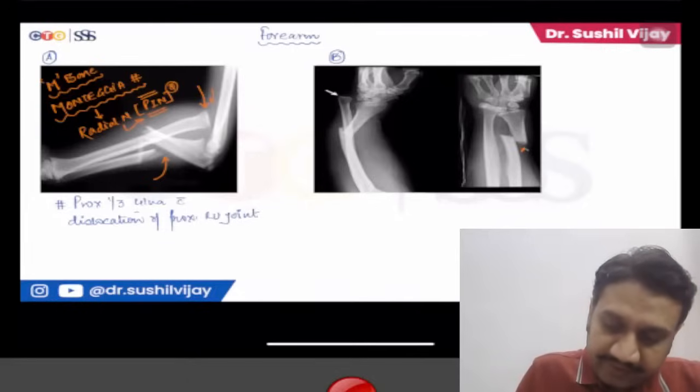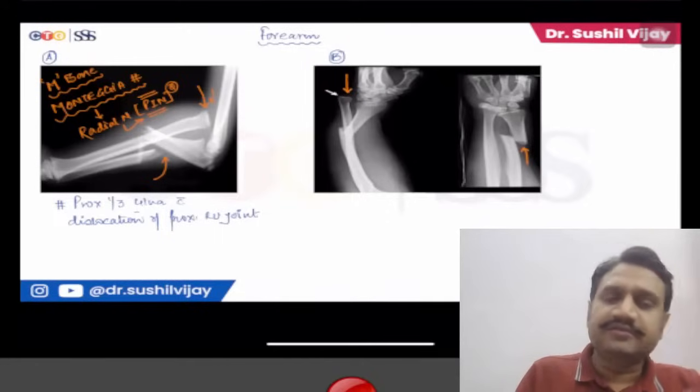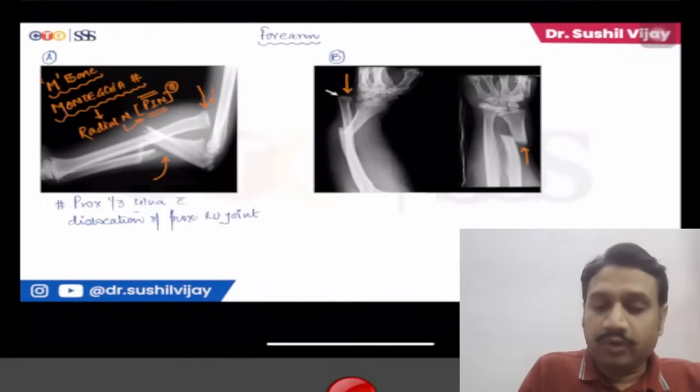Okay, and look at the other X-ray. A fracture here of the distal one third of the radius, and the dislocation is of the distal ulna here, right? Just the reverse of the previous image, absolute reverse of the previous image. Now, what should I call it?